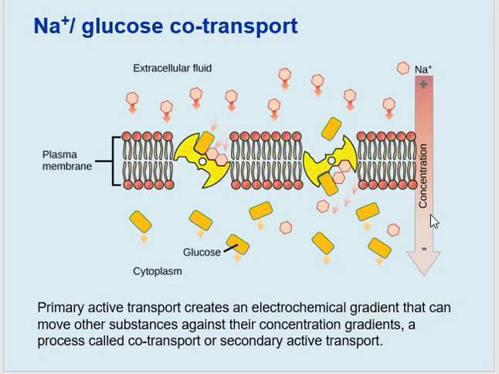Now this slide just shows exactly what we talked about. As two sodium ions enter the cell, glucose is able to hitch a ride, so to speak, against its concentration gradient into the cell.